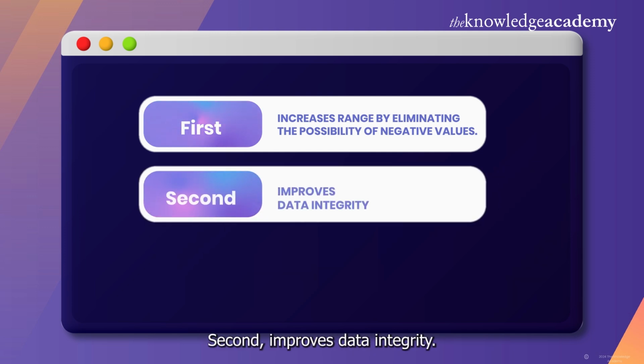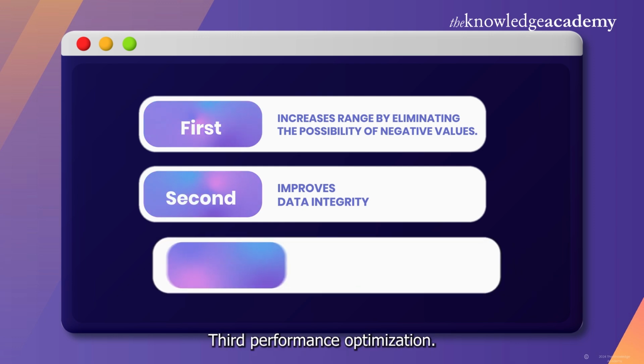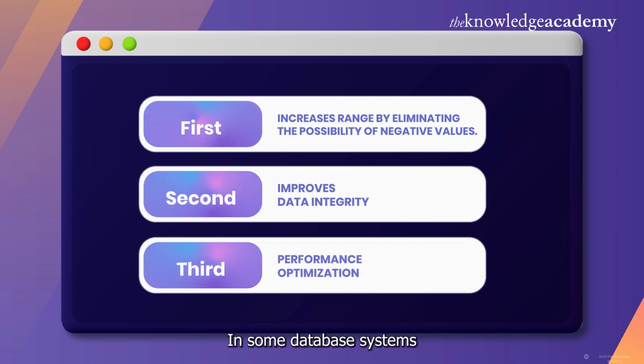Second, it improves data integrity. Unsigned data types ensure that only valid positive numbers are stored in the database, reducing the risk of data errors. For example, setting a user's age as an unsigned integer prevents the possibility of entering a negative age. Third, performance optimization. In some database systems, using unsigned data types can lead to slight performance improvements, as the database engine does not need to account for negative values during calculations and comparisons.